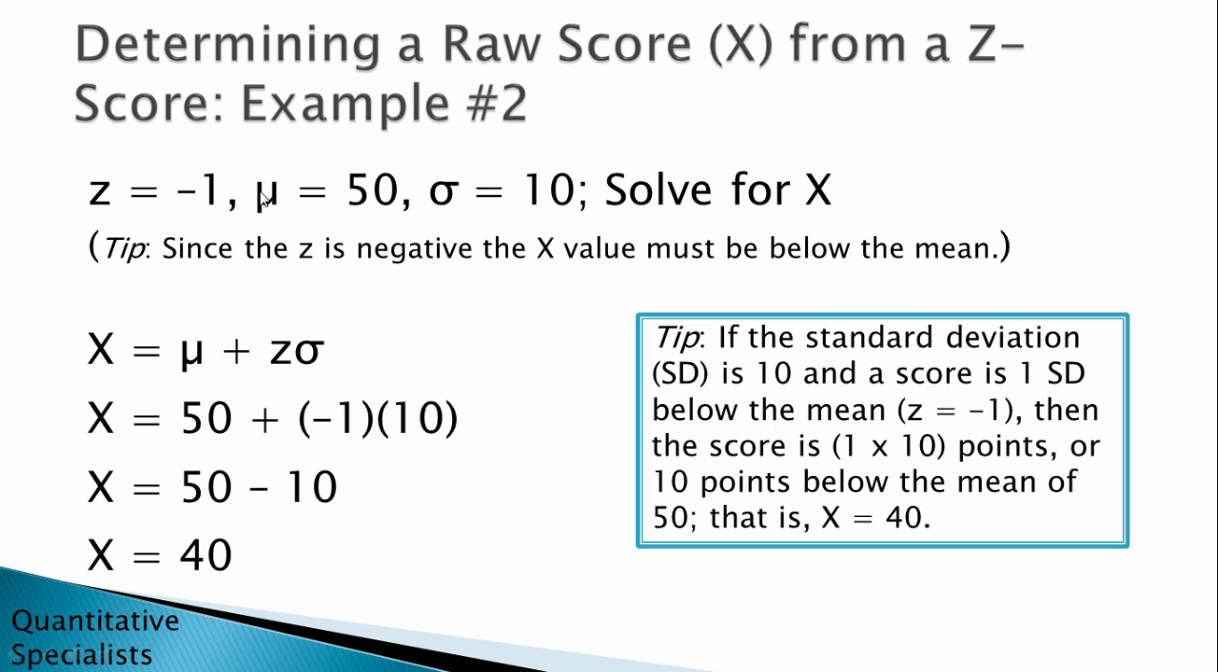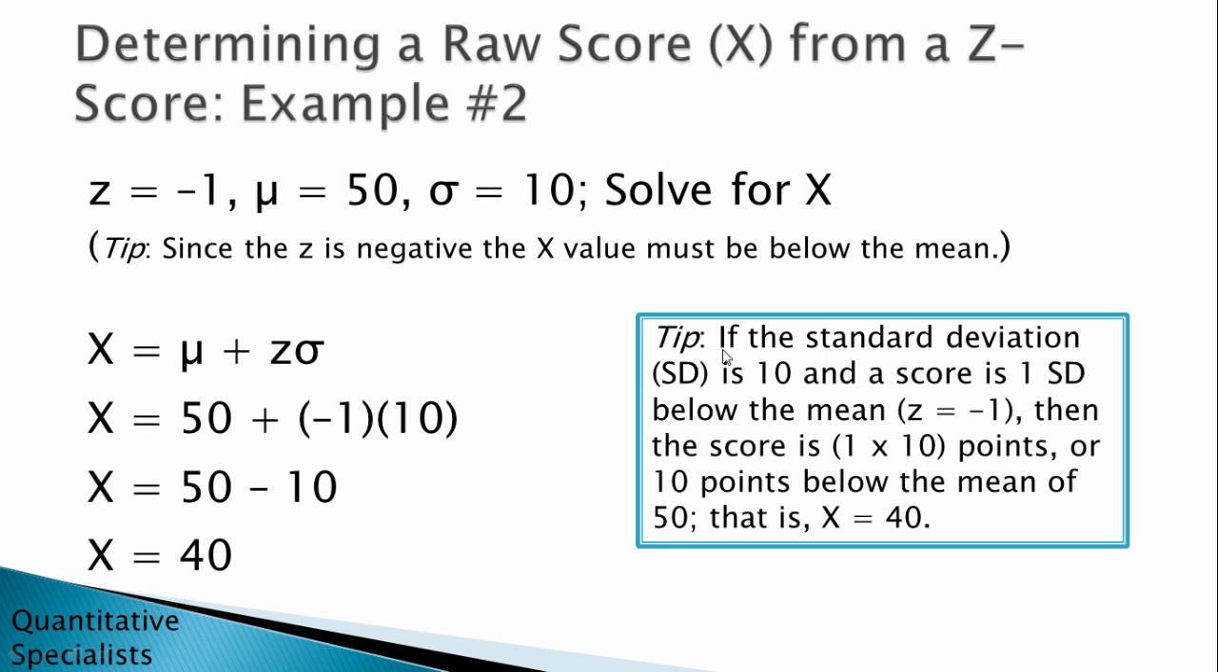Looking at another example, here we have a z of -1, a mean of 50, and a standard deviation of 10. And we want to solve for x. Now, it is important to note, if you see a negative z, that means that the x value is going to have to be below the mean, because negative z values are below or to the left of the mean. So using our formula once again, we have a mean of 50, z is -1, and the standard deviation is 10. So that's 50 minus 10, or 40. So the answer is x equals 40.